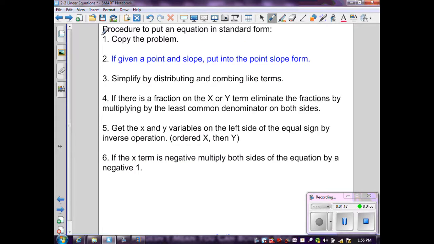Let's look at the procedure to put an equation into standard form. 1, we want to copy the problem down. 2, if given a point and slope, put into point-slope form. 3, simplify by distributing and combining like terms. 4, if there is a fraction on the x or y term, eliminate the fraction by multiplying by the least common denominator on both sides. 5, get the x and y variables on the left side of the equal sign by itself by inverse operation, ordered x, then y, in other words, alphabetical order. And then 6, if the x term is negative, multiply both sides of the equation by -1. So our x term, or a, is positive.